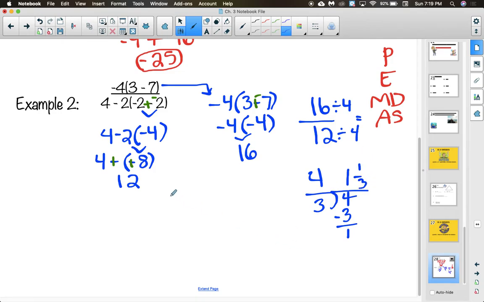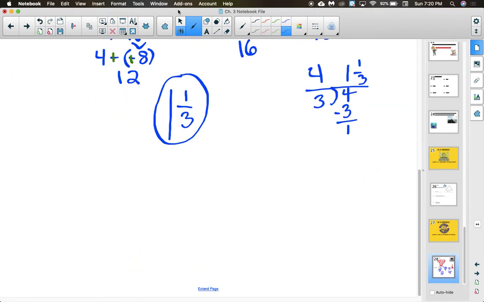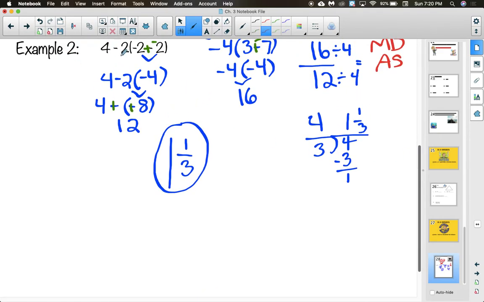Okay, so my final answer is 1 1/3. Why did I take it to fractions? Because that was a fraction problem. A fraction problem turns into a fraction answer. Okay, I do want to show you a variation on how to solve your denominator problem here. So if you give me a quick second, I'll show you that alternate way. Maybe that will help you a little bit more.